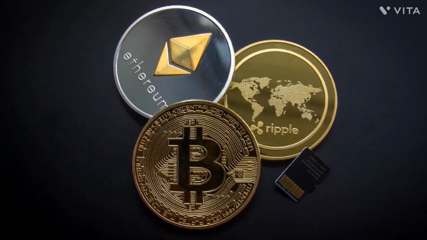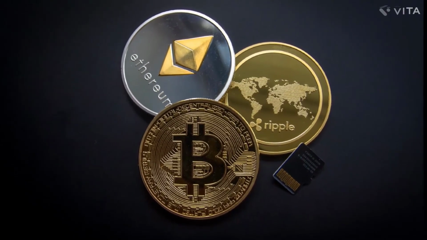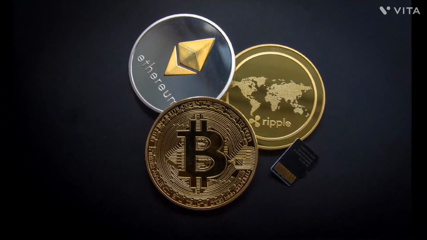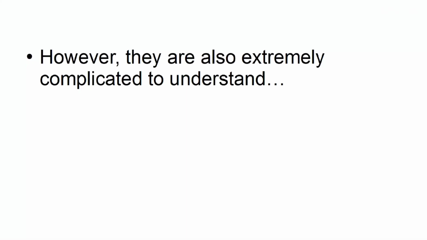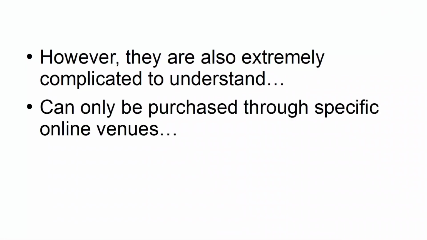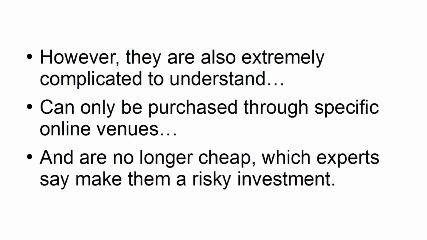Cryptocurrencies like Bitcoin and Ethereum are intriguing because they are unregulated by governments, have limited supply, and offer privacy in financial transactions. However, they are also extremely complicated to understand, can only be purchased through specific online venues, and are no longer cheap, which experts say make them a risky investment.